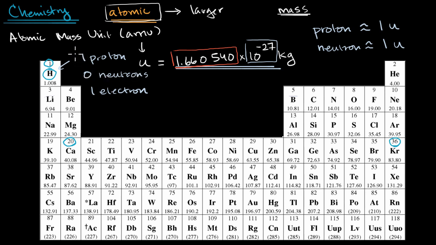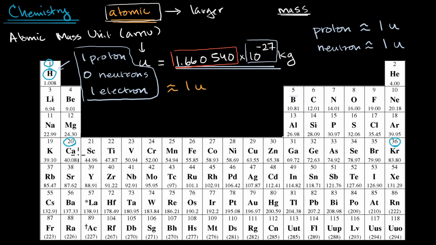And so if this is the most common form of hydrogen, what do you think its mass is going to be? Well, its mass is going to be essentially the mass of a proton plus an electron. And roughly speaking, it's going to be the mass of a proton, because the mass of a proton is so much larger than the mass of an electron. And so you would expect that its mass is approximately 1 unified atomic mass unit.